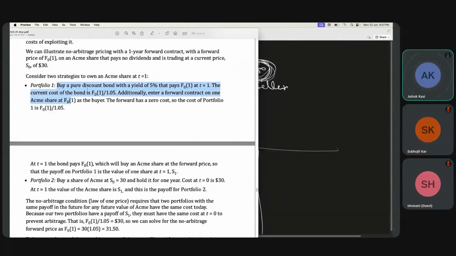First one, buy a pure discount bond with a yield of 5% that pays F0,1 at t equal to 1. The current cost of the bond is, so let's say, a pure discount bond that pays F0,1 at t equal to 1.